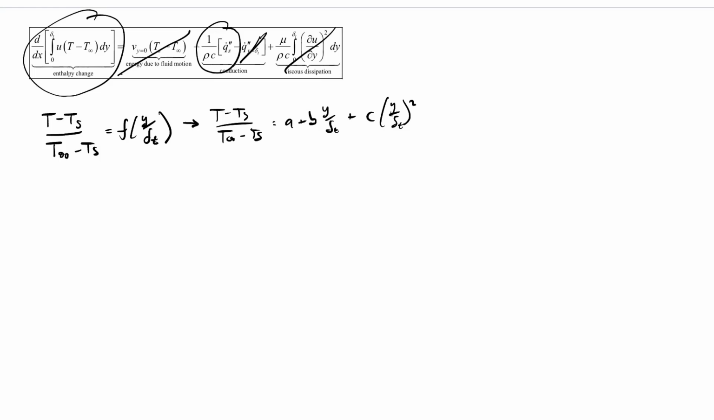Now let's go through and enforce some conditions. All right, so first condition.